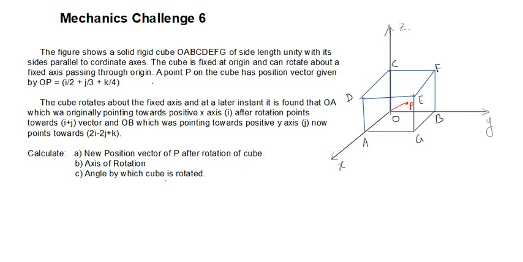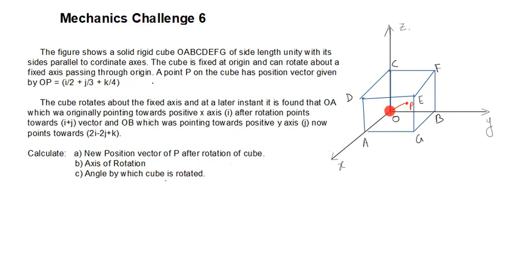Okay, so the problem is about this rotating rigid cube. It has a side length of unity and its sides were initially parallel to the coordinate axes, as you can see in this figure. The cube is fixed about the origin and it can rotate about a fixed axis passing through the origin.